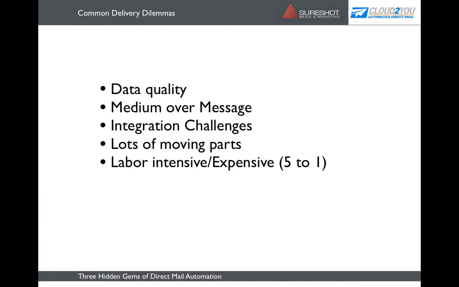Some estimates hold this at 5 to 1, that the actual cost of the delivery itself and all the production, etc., is 5 times what it costs to actually produce the paper and the postage. And so the larger cost here is really the administration of these campaigns, and that's a dilemma for people today.